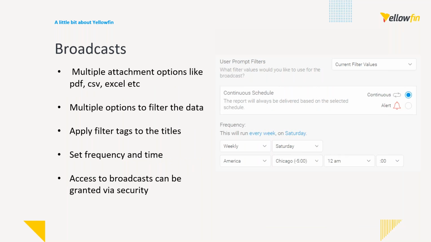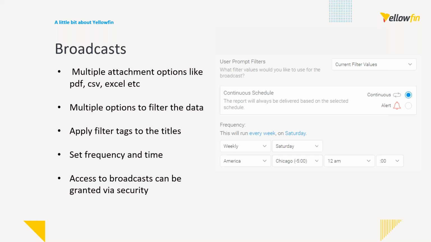Yellowfin gives you the ability to choose from multiple attachment types when creating broadcasts. These are available based on the format of the report. For example, PDF is the only option for dashboards. If the report or dashboard contains filters, users can select the filters that should be applied when running the report in the background. They can be filter values saved with the report, default filter values, or it could be the bookmarks.